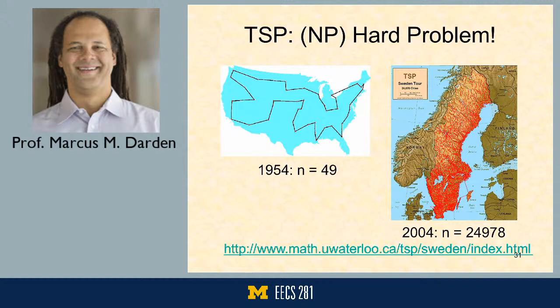All right. In 2004, here's a solution of Sweden. This is a bunch of cities in Sweden, and it's able to do 24,000, almost 25,000 cities in a TSP tour. And this took hundreds and hundreds of compute hours. It was even done with multiple machines. For P4, you've got 30 seconds and one computer. All right. That's why our number is looking more like 1954 on the autograder than this one right here.